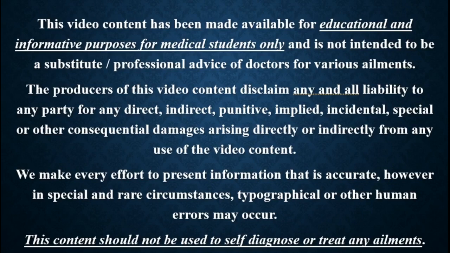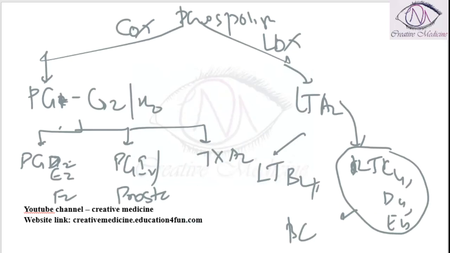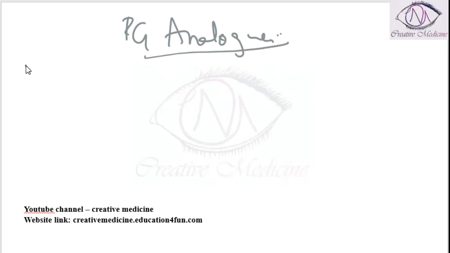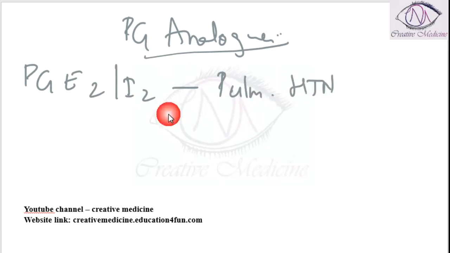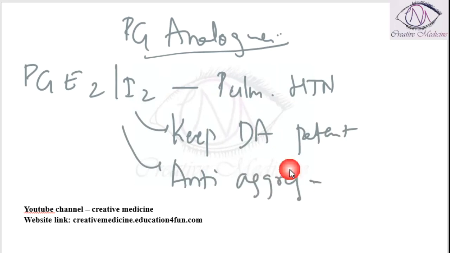In this lecture, we will learn about prostaglandin analogues and their action. PGE2 or PGI2 is used in pulmonary hypertension. This PGE2 or PGI2 keeps the ductus arteriosus patent. PGE2 and PGI2 have an anti-aggregatory action.